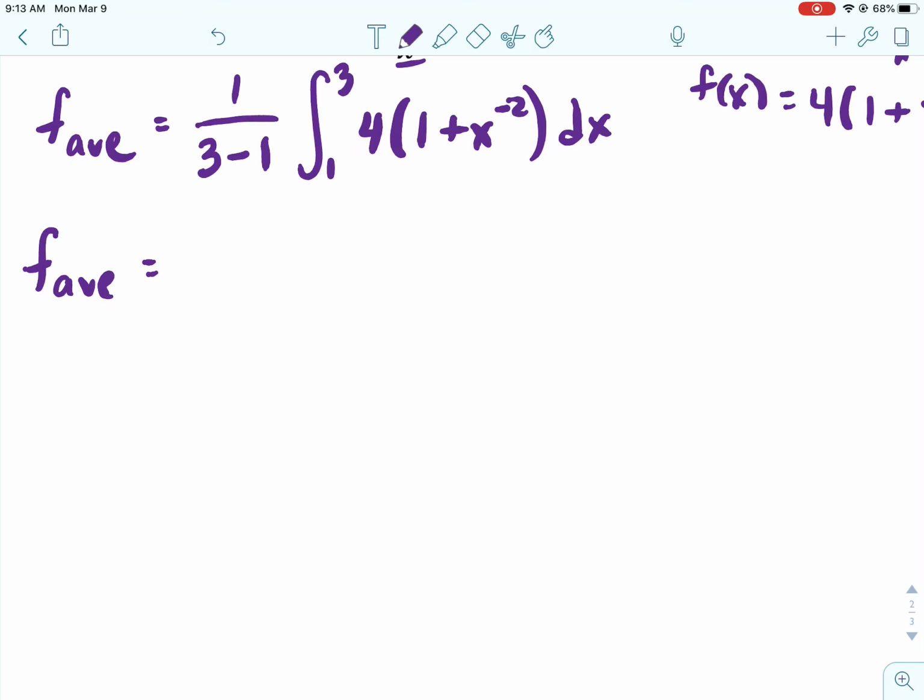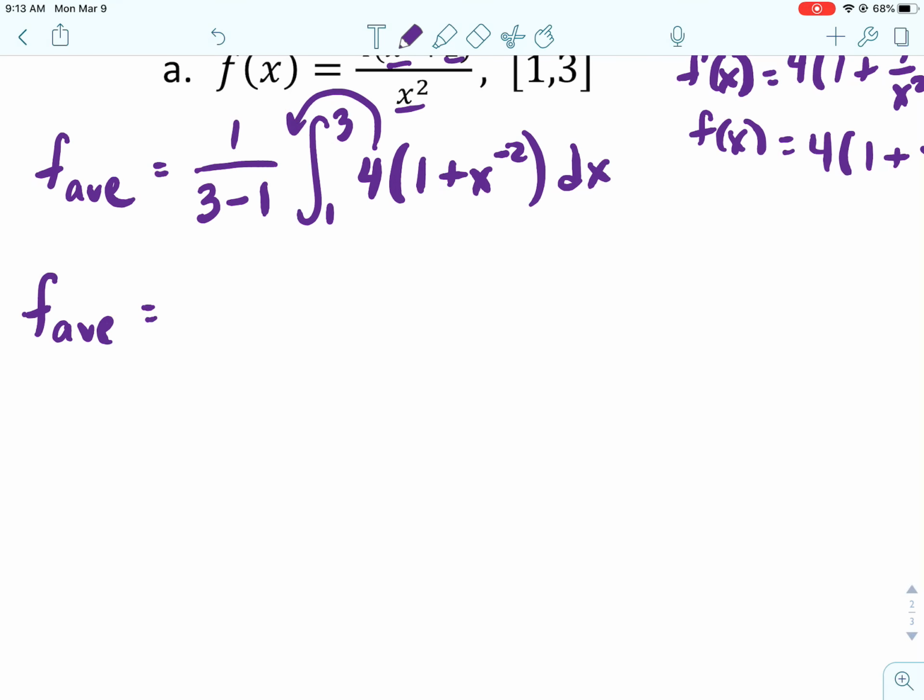Okay, so let's do some problems. Now, I can move that 4 out to the front, just using properties of integrals. I can go ahead and subtract 3 minus 1. All right, so we're not looking at the 4. The 4 is moved to the front. We want to find the antiderivative of 1 with respect to x. What do y'all think? X. All right. Then we want to find the antiderivative of x to the negative 2.